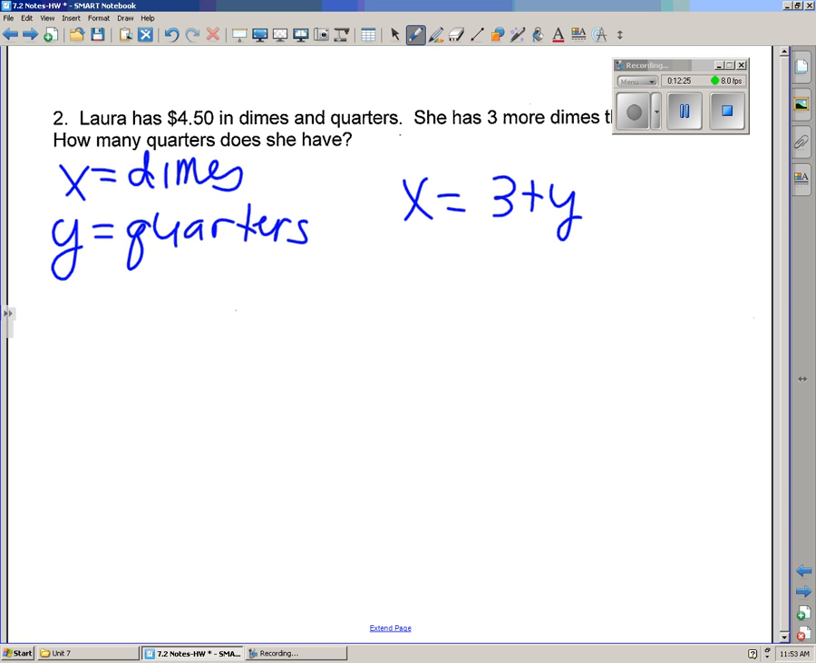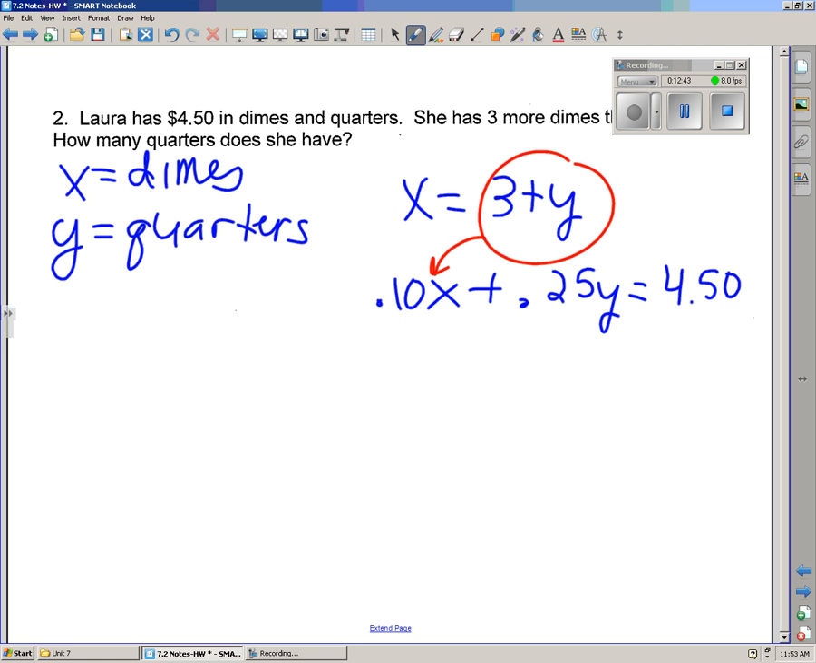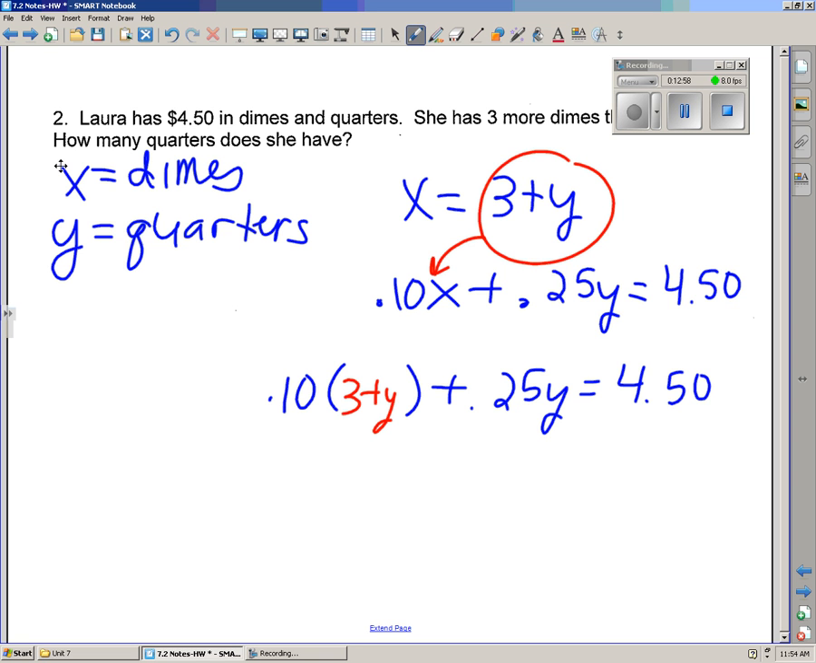And we know that the total value of the money is going to be $4.50. Well, dimes are 10 cents per dime. Quarters are 25 cents per quarter. The total amount of money she has is $4.50. We've got an equation solved for x. We're going to plug it into the x, and we're going to see that 0.10x plus 0.25y equals 4.50. Remember what's going in here is 3 plus y. When you distribute through, you get 0.30 plus 0.10y plus 0.25y equals 4.50.